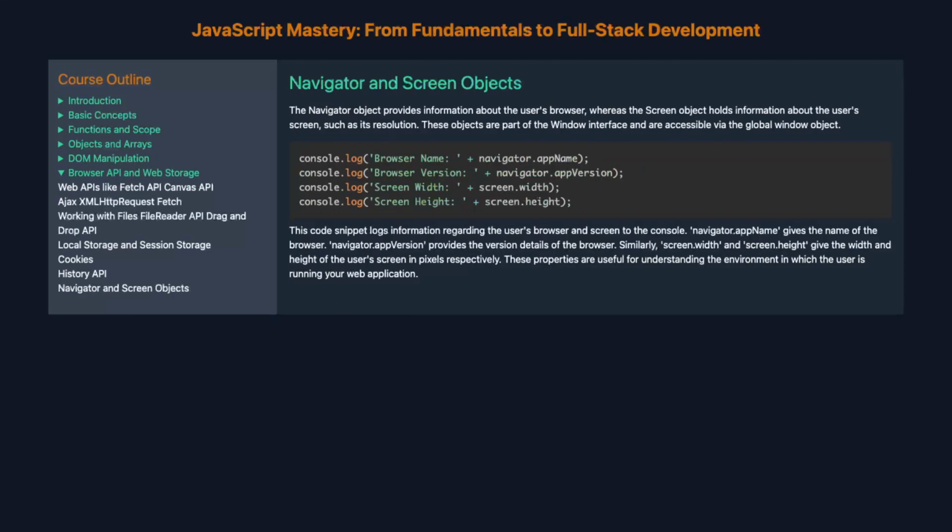Navigator and screen objects. The Navigator object provides information about the user's browser, whereas the screen object holds information about the user's screen, such as its resolution. These objects are part of the window interface and are accessible via the global window object.